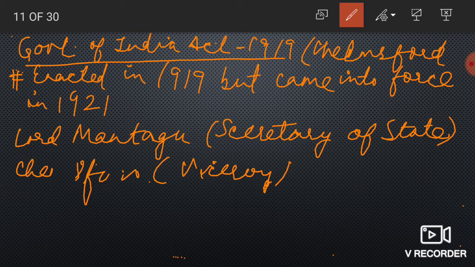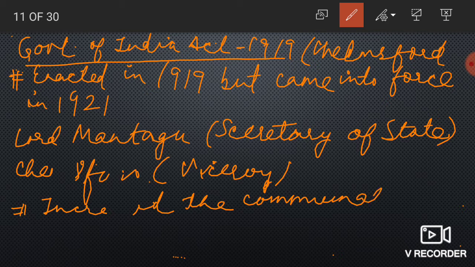This reform increased the communal representation. See, the Act of 1909 increased the communal representation only for Muslims, but this extended the principle of communal representation by providing separate electorates to Sikhs, Christians, Anglo-Indians and all.